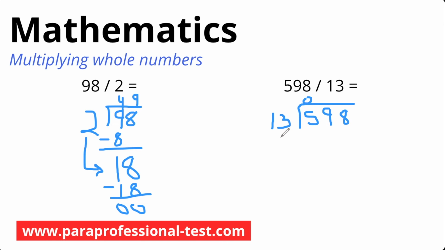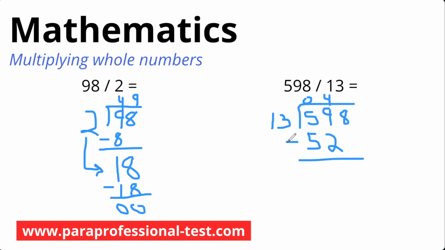Now, ask yourself, well, how many times will 13 go into 59? Well, let me see here. I know that 13 times 2 is 26. So if I double that, I get 52, and that's really close. So what we're going to do here is we're going to use 4. Because 4 times 13 is 52. And that's as close to 59 as we can get using 13.